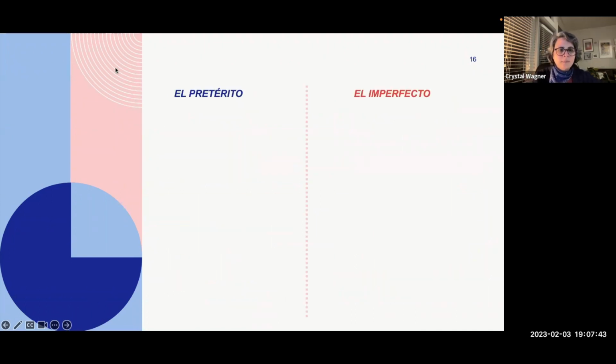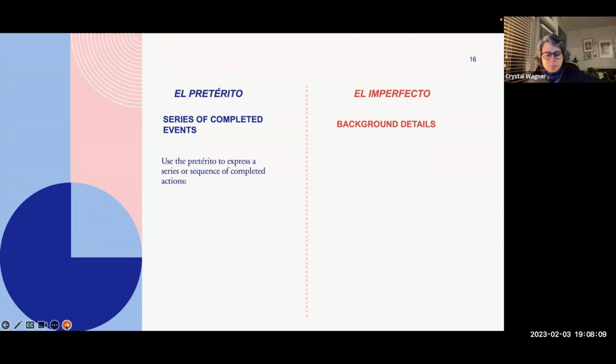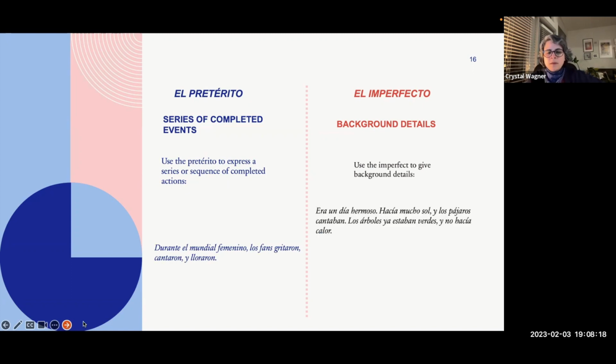Okay, so now we have a few more. Background details. Now I really want to hone in on this one because it's going to apply for the next thing that we see, and which is another big one with regards to both of these tenses, which is storytelling. Because once more, storytelling would be an important thing because of past, right? Okay, so use the imperfect to give background details. We are going to give you some examples now. So, era un día hermoso. Hacía mucho sol y los pájaros cantaban.